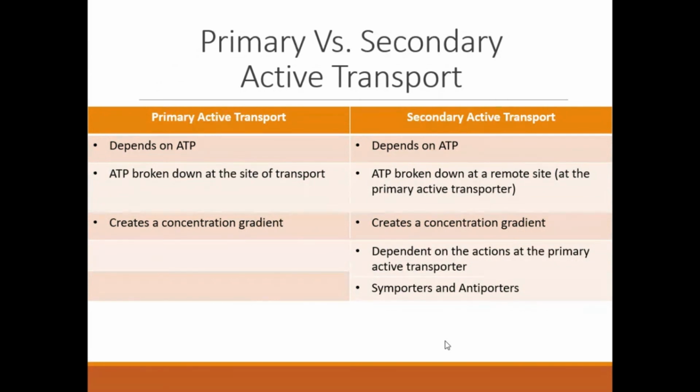Now, in class, whenever I ask people what's active transport, remember I said I always ask that question early on, and they say uses ATP. What they're describing, without even really realizing it, is active primary transport. Uses ATP. The ATP is broken down directly at the site of transport. So the protein channel that the solute goes through, that's where the ATP is broken down. And as long as we have ATP, we'll pump those solutes across, accumulating them on one side, creating a concentration gradient.